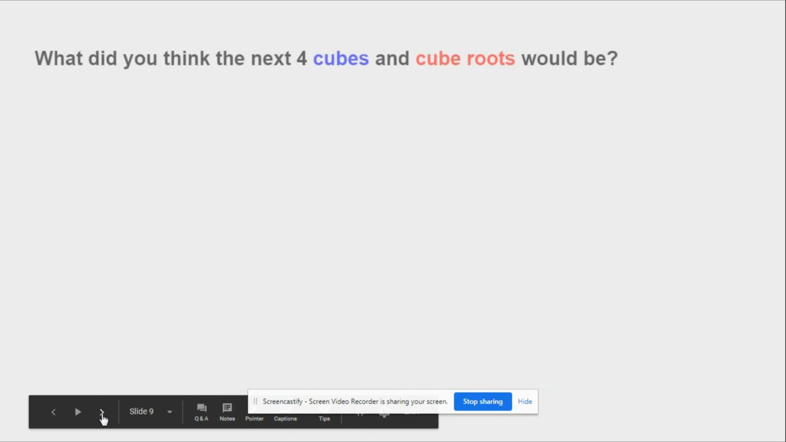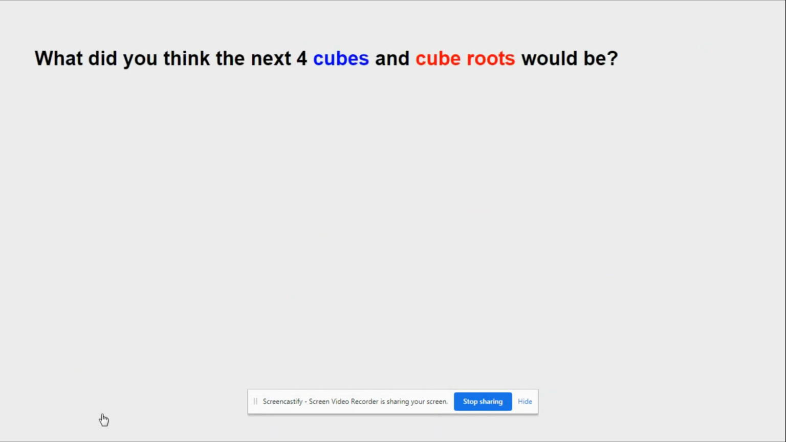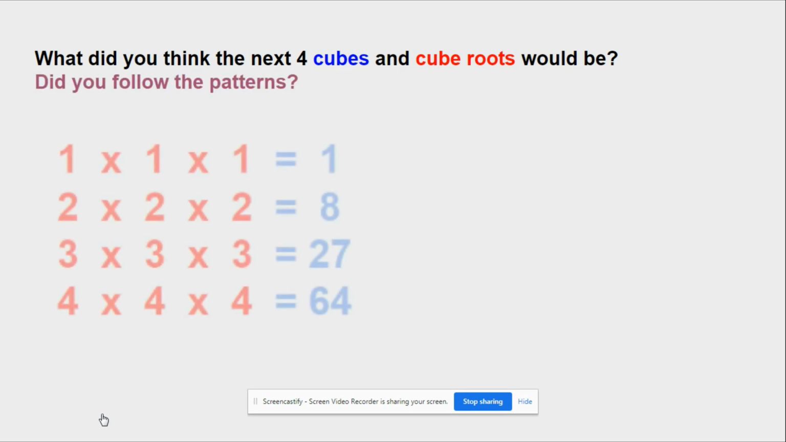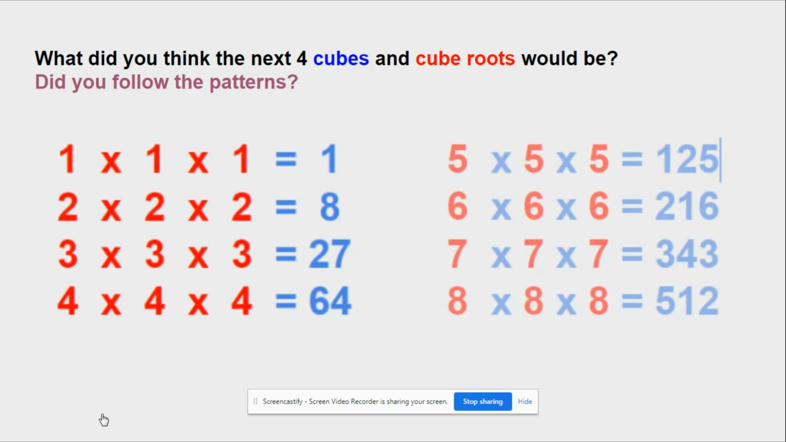Okay, let's check and see how you did. What do you think the next 4 cubes and cube roots would be? Did you follow the patterns? Notice that we started with 1 times 1 times 1 is 1. 2 times 2 times 2 is 8. 3 times 3 times 3 is 27. 4 times 4 times 4 is 64.